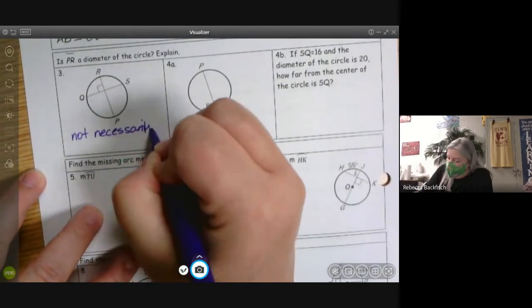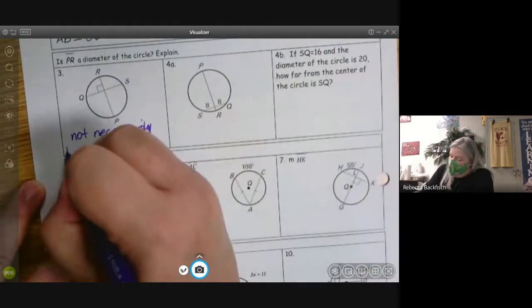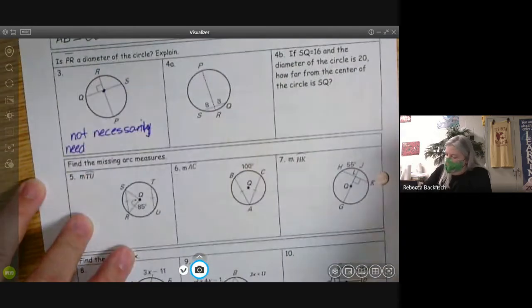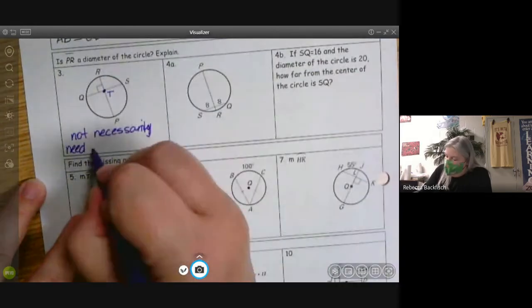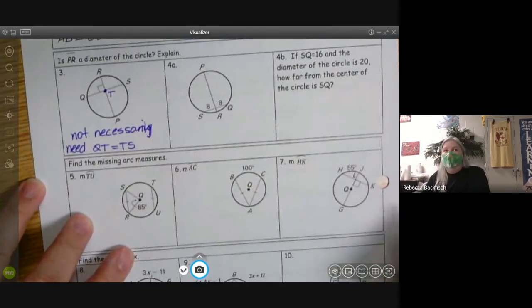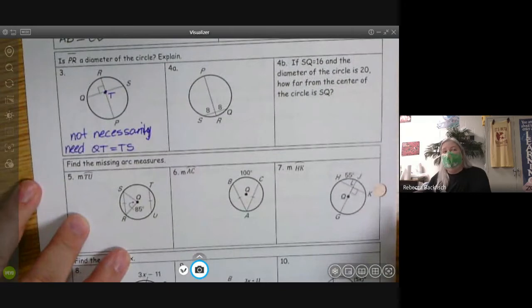Not necessarily. I need to know that, and I need a point here, I'm going to call it T. I need to know that QT is the same length as TS. If I knew that, then I could say, yeah, that's a diameter.